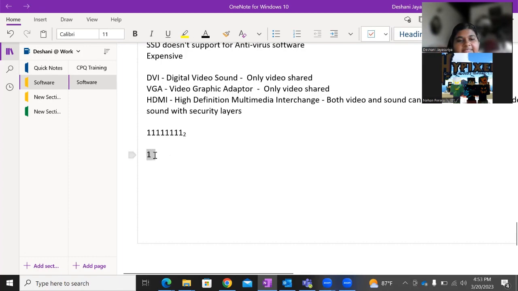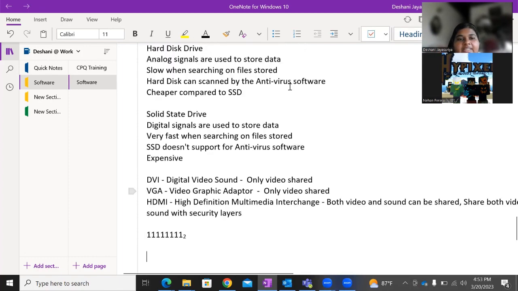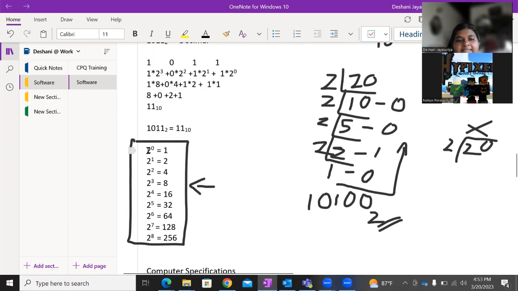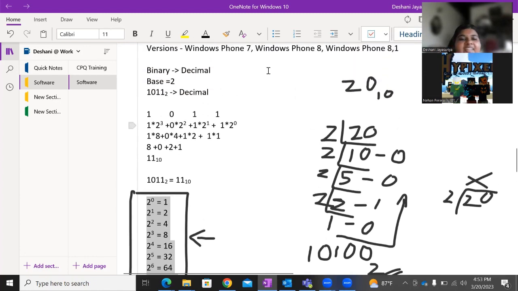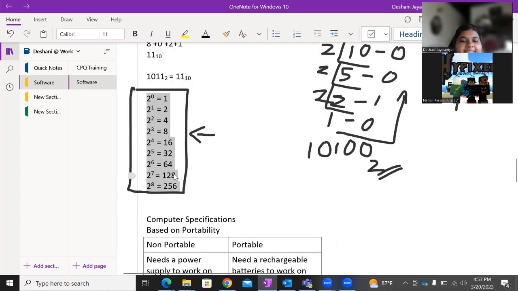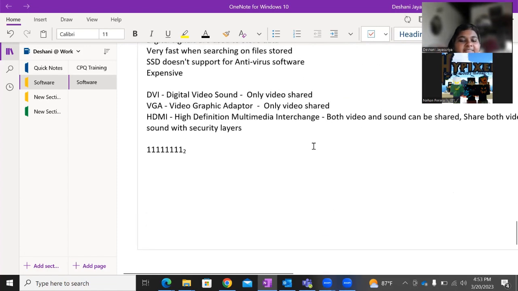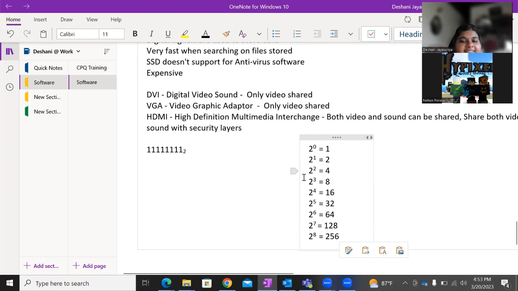I hope you remember this table, right? Whenever we do this kind of one, this table is a must. So you can see I have done another one here. We are doing it with this table. It's easy to carry out the work. So remember this table in order to work.